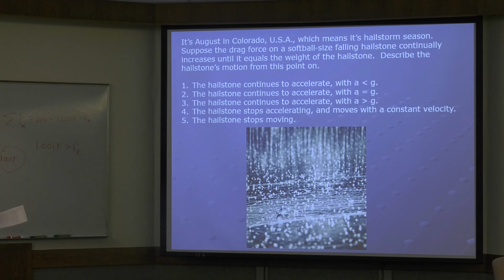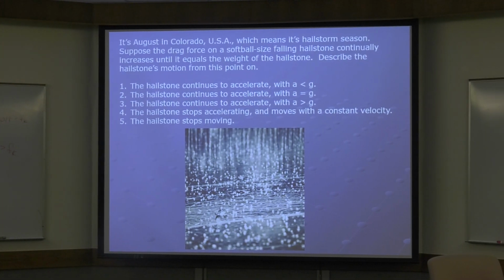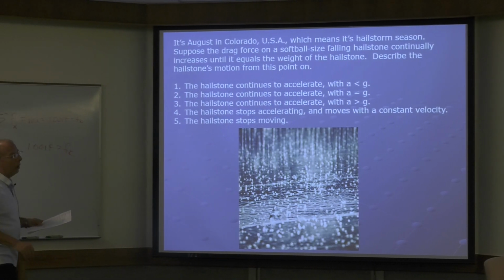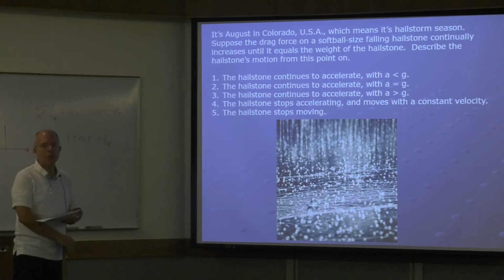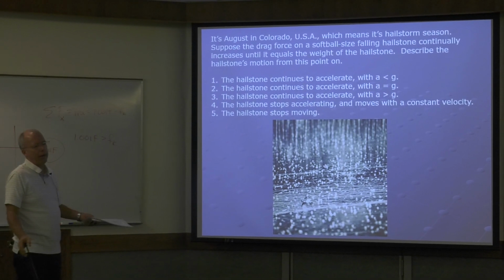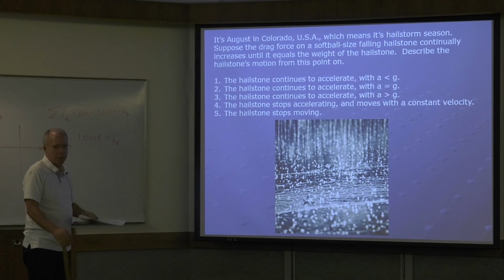Okay, let's have some questions here. It's August in Colorado in the United States, which means it's hailstorm season. Okay, a hailstorm is when you get hailstones. A hailstone is a frozen piece of water. It's a hunk of ice. And they can get the size of baseballs and softballs.